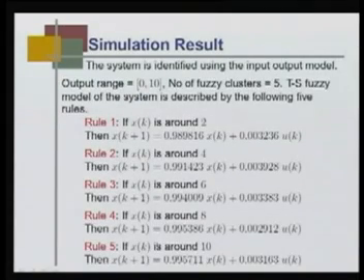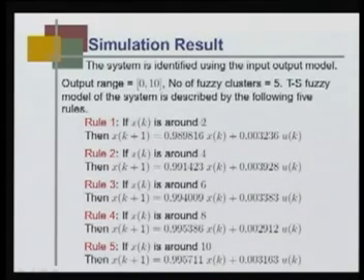You see that what we did is that we used a fuzzy neural network to identify this Ts fuzzy model. The system is identified using the input output model. The output range was 0 to 10, and the number of fuzzy clusters is 5. So, the Ts fuzzy model of the system is described by the following 5 rules.